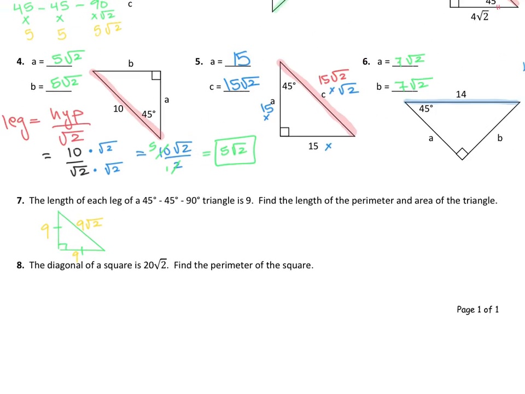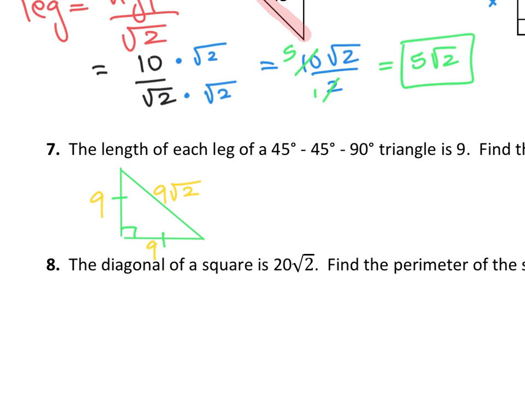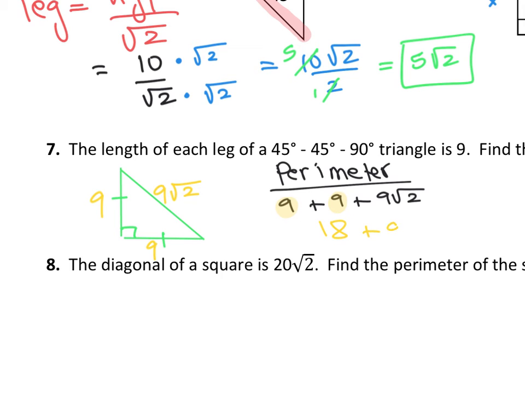Now, they're asking for the perimeter and the area of the triangle. Now, remember, if you want to find the perimeter of a triangle, you have to add all of the sides. So 9 plus 9 plus 9 root 2. Now combine like terms. These two are whole numbers, so I can add them. 9 plus 9 is 18. 9 root 2 is not a whole number. It has a radical with it, so I cannot combine it with the 18. So the perimeter is going to be 18 plus 9 root 2 units.